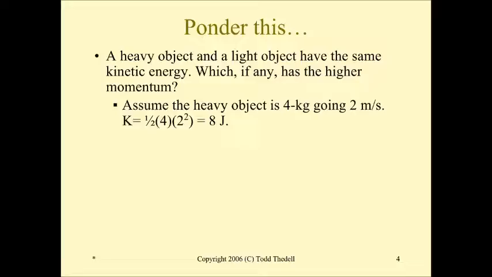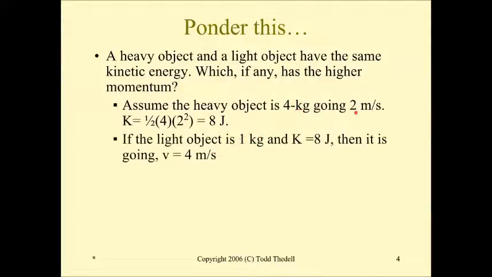Assume that a heavy object is 4 kilograms, going 2 meters per second. We calculate that kinetic energy, 1/2 mv squared, to 8 joules. We then take a lighter object, lighter than 4 kilograms, and we're going to calculate the speed from that, because now we know they have the same kinetic energy. So if the light object is 1 kilogram and the kinetic energy is 8 joules, then it's going 4 meters per second. You can show that math very simply, right?